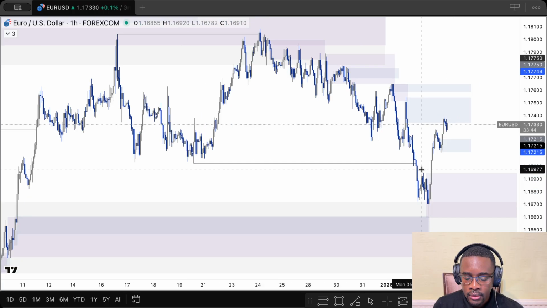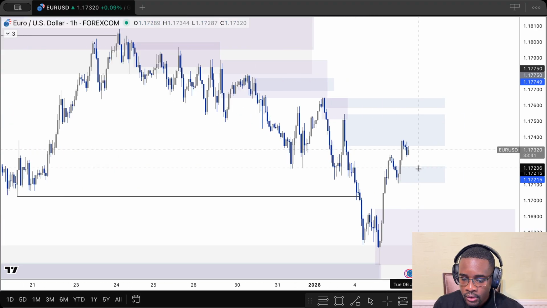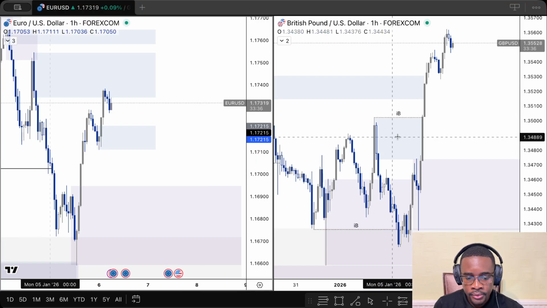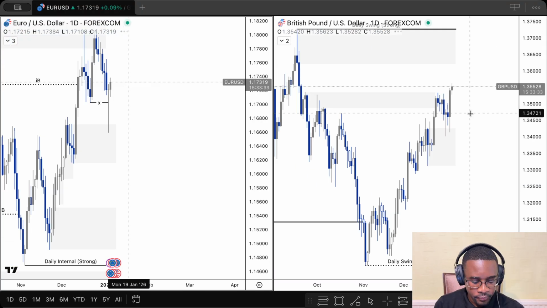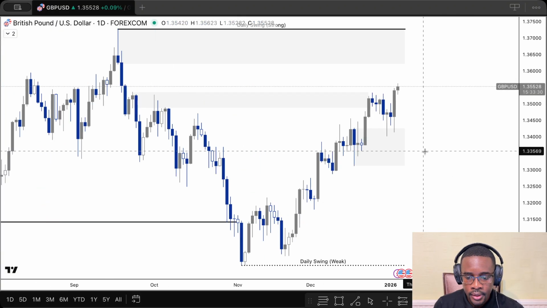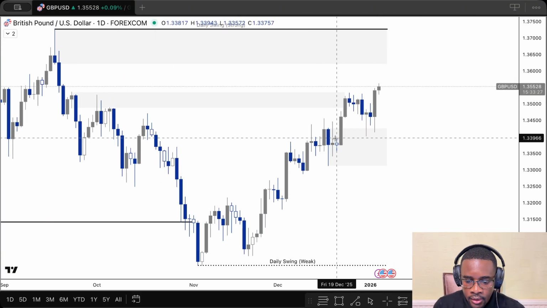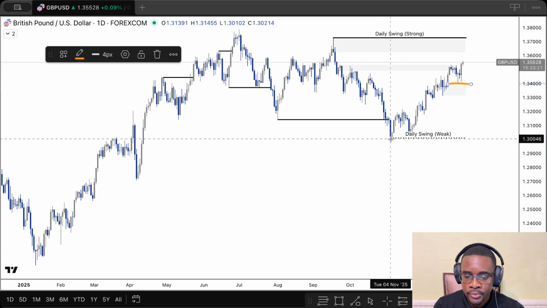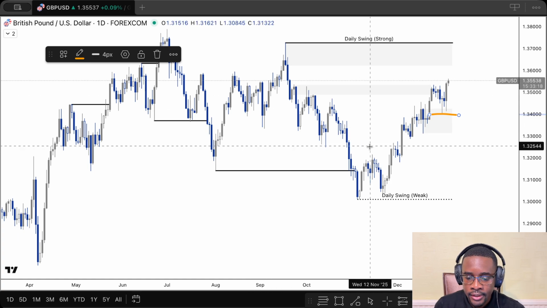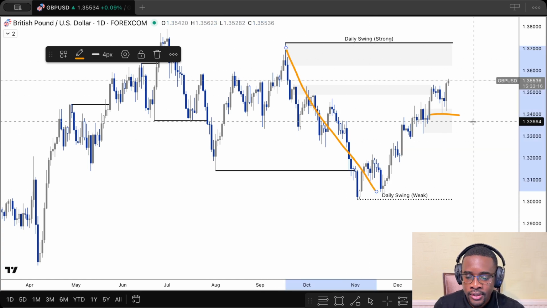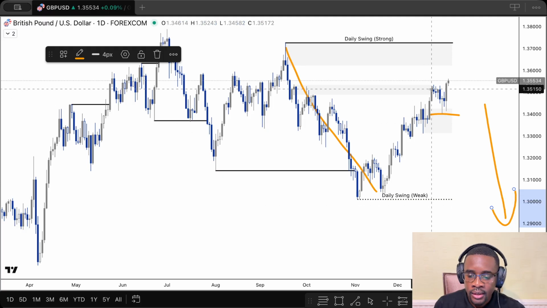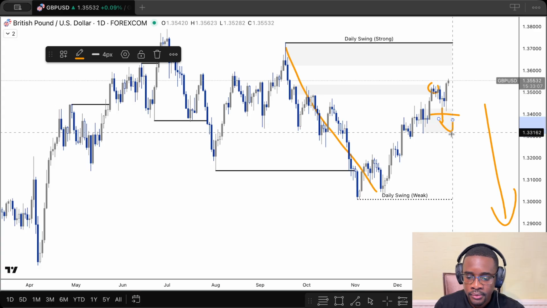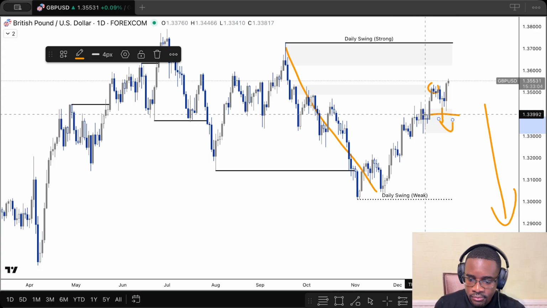Now that the bias was clear, on the pound, same thing. My POI was this extreme. We're expecting the pound is inverse at this point. The daily swing is bearish, and we had just mitigated this POI, so I was expecting price to push down into this demand zone.